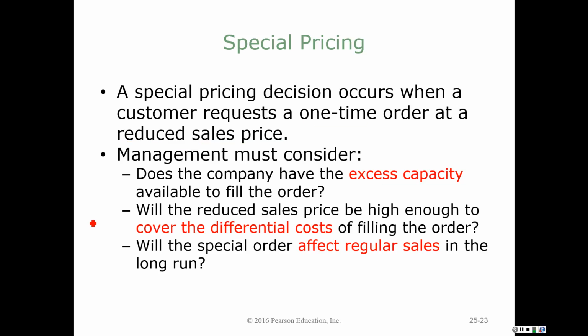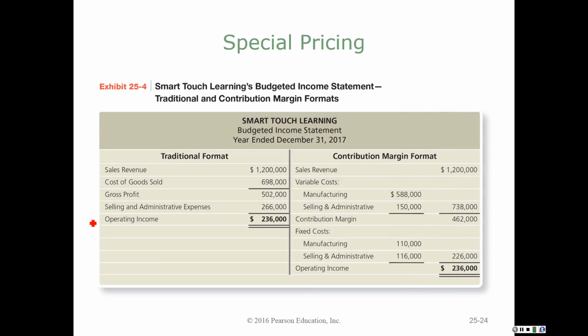Okay, so some things we have to take into consideration, but let's look at a situation. Currently I'm manufacturing 2,400 tablets with revenue of $1.2 million, cost of goods sold of $698,000, and selling and general administrative expenses of $266,000. This is my traditional financial statement format, so I can't really identify the variable costs versus the fixed costs. The fixed costs probably will not change as a result of a special order, so I need to utilize my contribution margin format when I'm making a decision like this.